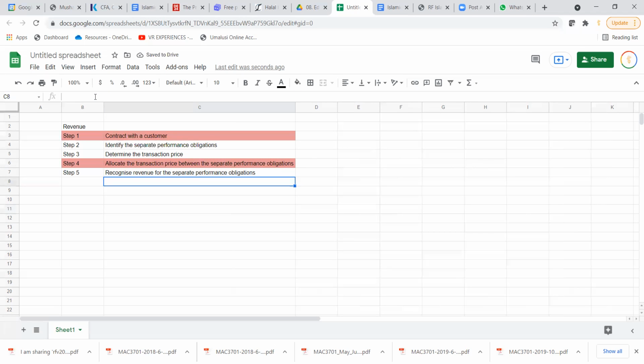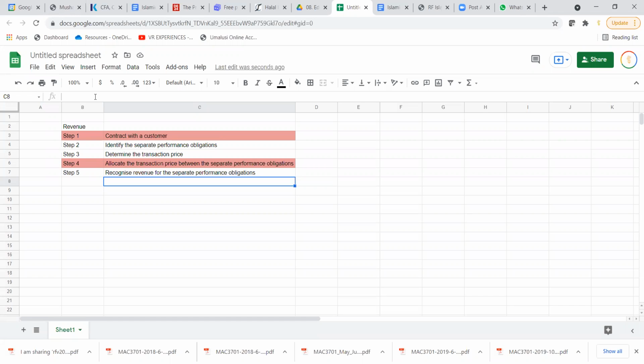So what is important to start off with when you read a contract? You need to identify all the promises within the contract. Using this particular question, I just want to get the question paper out quickly. Just give me a moment. So what we need to do is to identify all the promises within the contract.